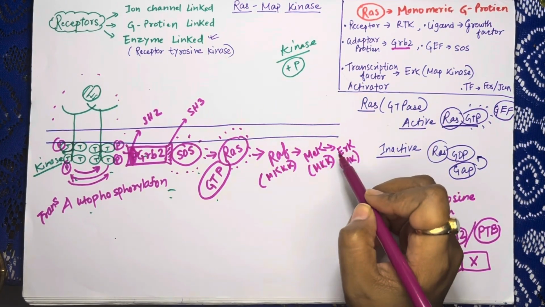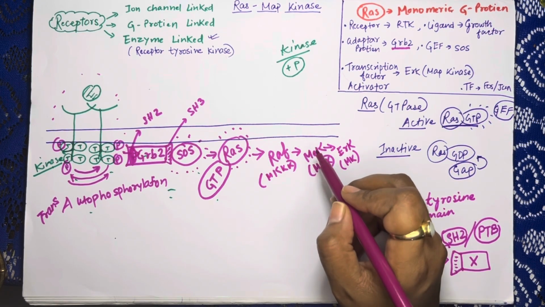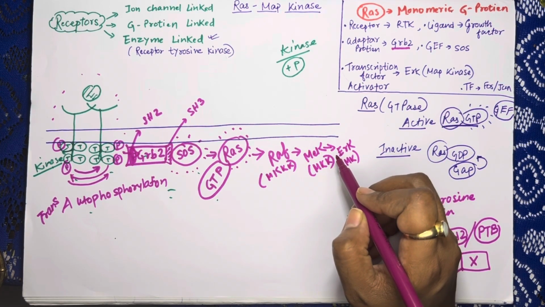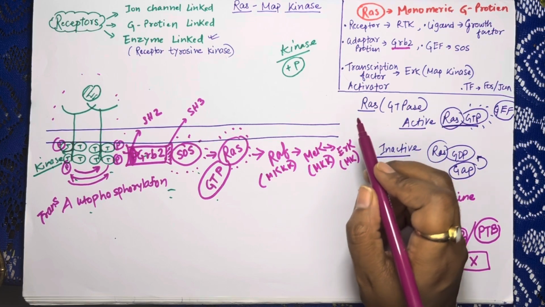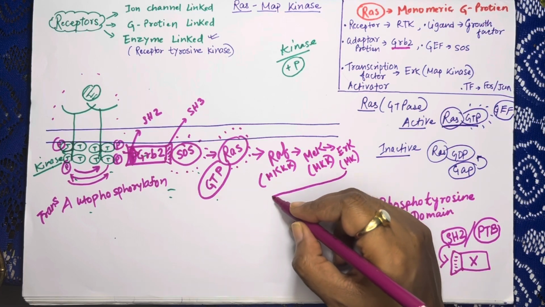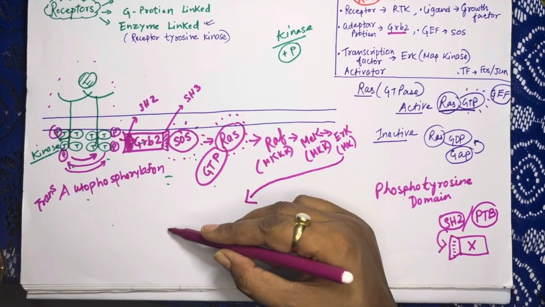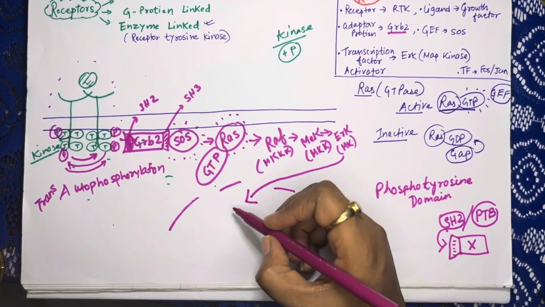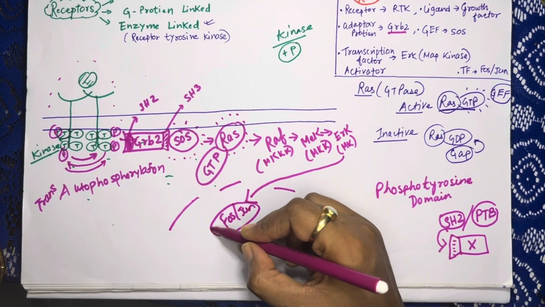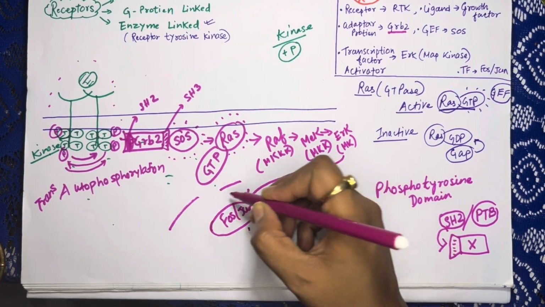So RAF, MEK and ERK, all three are kinase enzymes, and RAF activates MEK by adding phosphate in the serine or threonine residues. MEK activates ERK by adding phosphate in the serine or threonine or tyrosine residue, and ERK can help in activation of transcription factors. ERK helps in activation of transcription factors in the nucleus, which are called Fos and Jun.